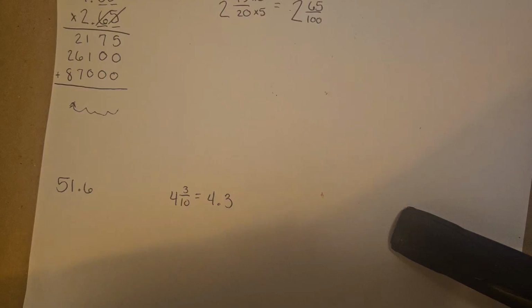Let's look at the last problem together. Chloe has a spool of ribbon that measures 51 6/10 inches long. She needs 4 3/10 inches to make 1 bow. How many bows can Chloe make with the ribbon she has?